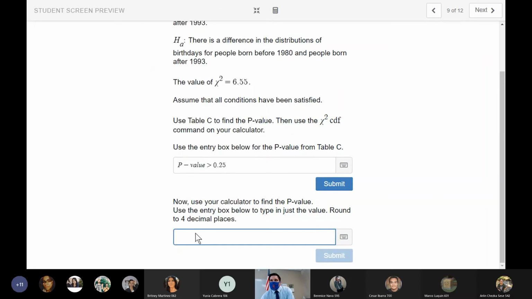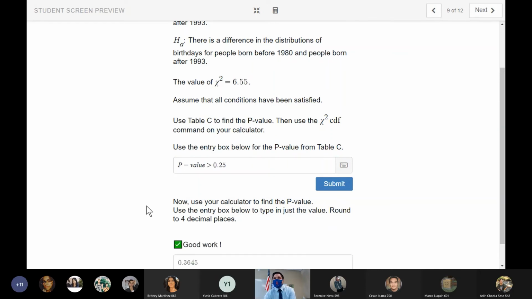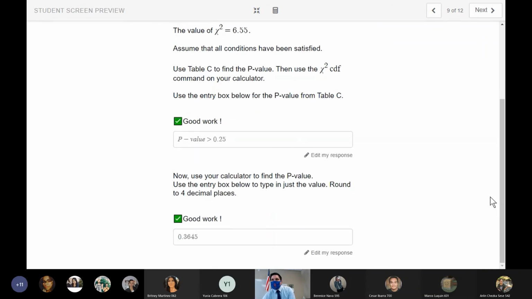Okay. And so we can put 0.3645. Get that and that. Is there anything I can clarify on this part? Any questions?